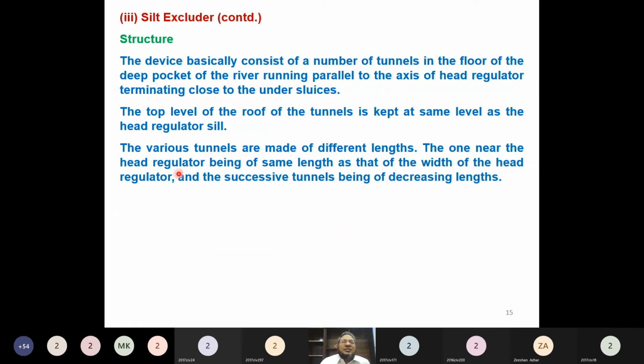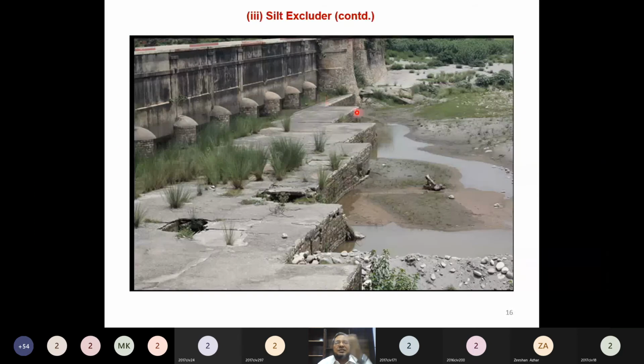Now, what is the structure of the Silt Excluder? This device basically consists of a number of tunnels. You can see that these are the number of tunnels, in the floor of the deep pocket of the river, running parallel to the axis of the head regulator, terminating close to the under sluices. So what is the location of this structure? If this is a river and this is the direction of flow, and this is the head regulator of the main canal, this is a very old one and also damaged. So this structure is called the Silt Excluder.